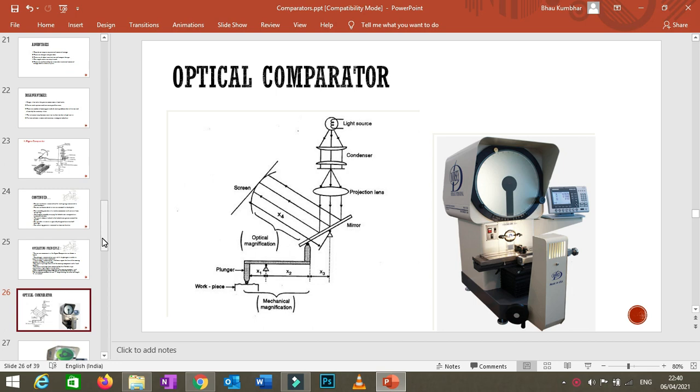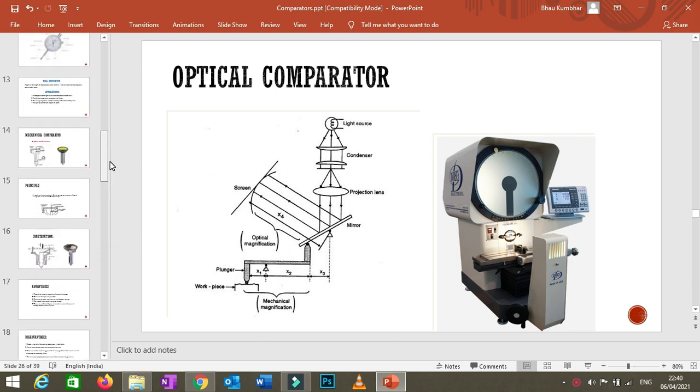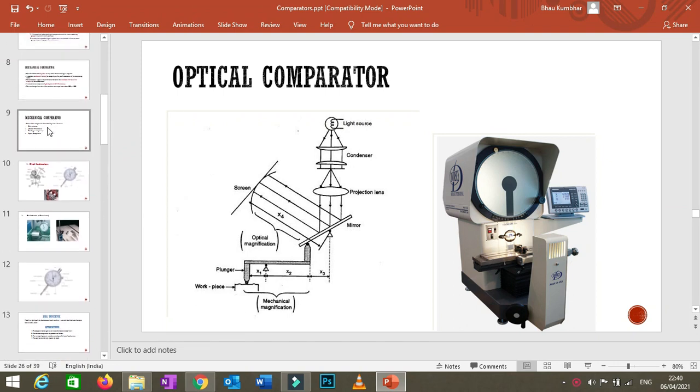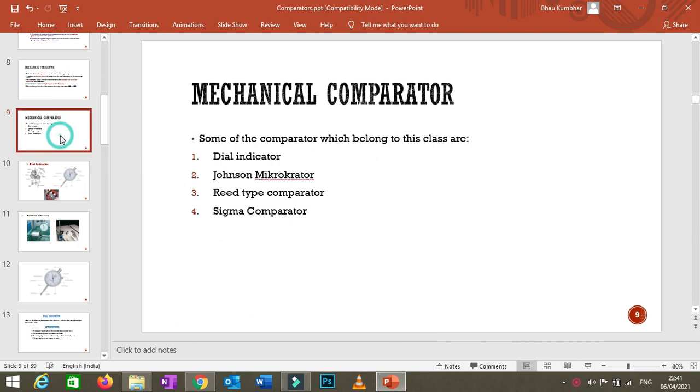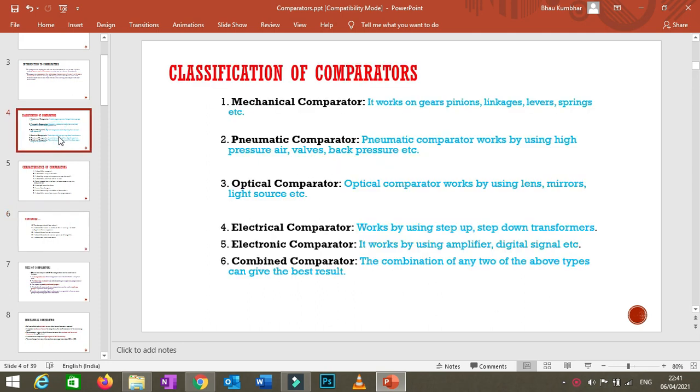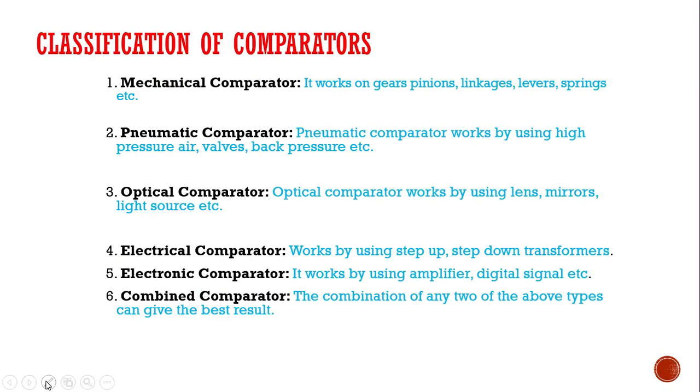Hi everyone. In the previous lecture we discussed comparators. We have started this third part of the second module. We have seen what exactly a comparator is and the different types of comparators. We discussed the mechanical comparator in detail, and we have seen different types of mechanical comparators. Now in this lecture we will be discussing pneumatic comparators, optical comparators, and electrical comparators.